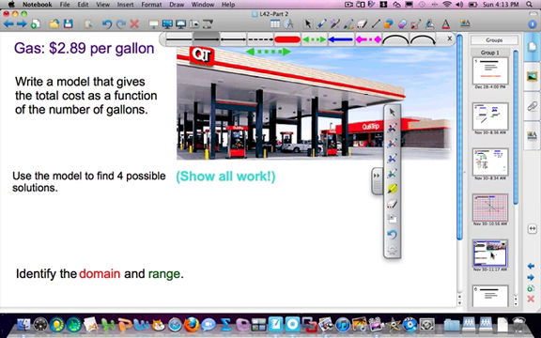Recently, gas in the St. Louis area was $2.89 per gallon. We're going to write a model that gives the cost of purchasing gas at $2.89. Now we know the cost is going to be related to the number of gallons that we purchase, and each of those gallons is $2.89. So our model is going to be $2.89 times the number of gallons that we purchase.